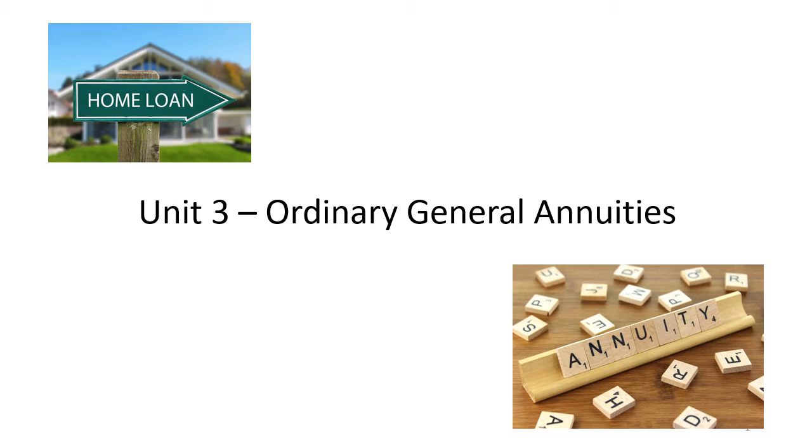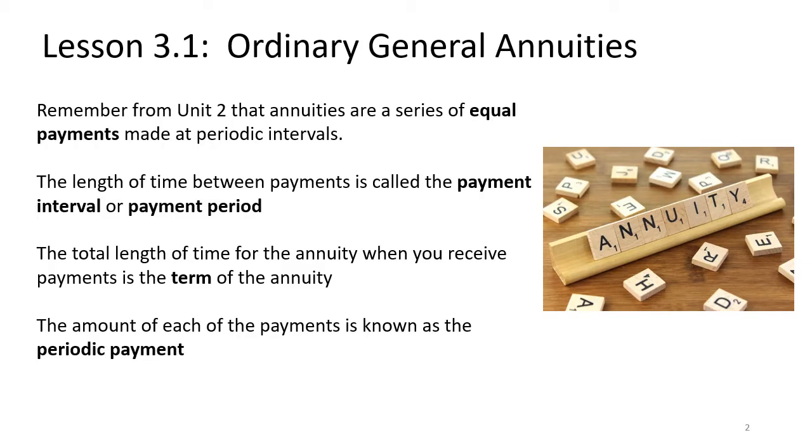Hi everybody. This is Unit 3 and it's on ordinary general annuities. So what you're going to notice is this is very similar to Unit 2, but there's one difference, and you'll see this topic is ordinary general annuities. Unit 2 focused on ordinary simple annuities.